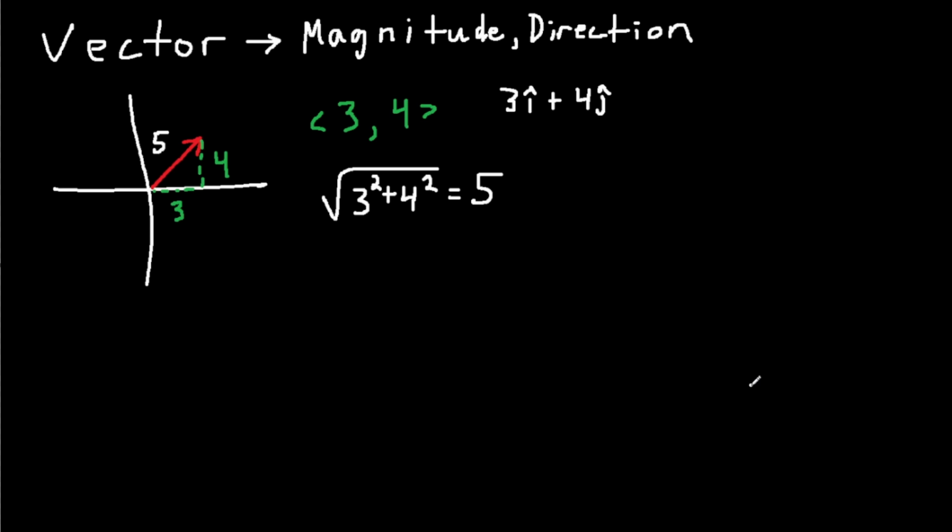Now, let me clarify this. Magnitude will always be positive. Your direction could be negative. Directions could be negative, but the magnitude will always be positive. The magnitude is just quite literally the length of the vector. And again, you can solve it using Pythagorean theorem, or likely will be given directions.